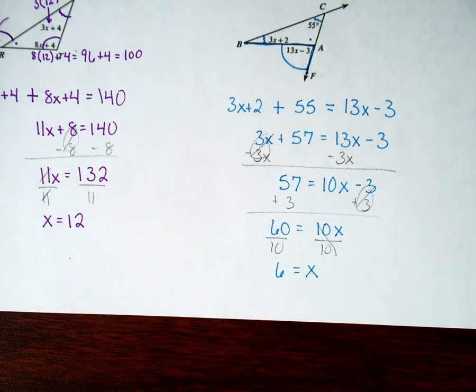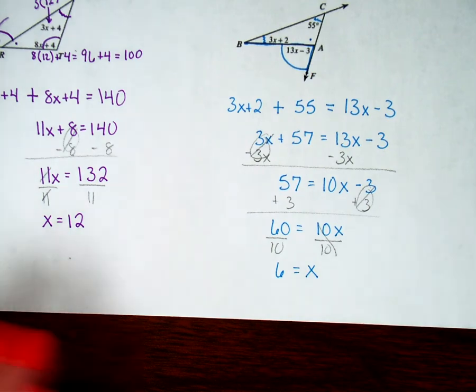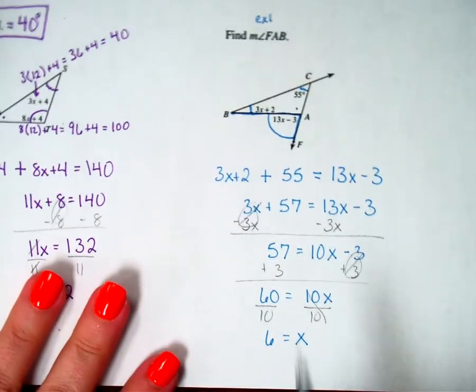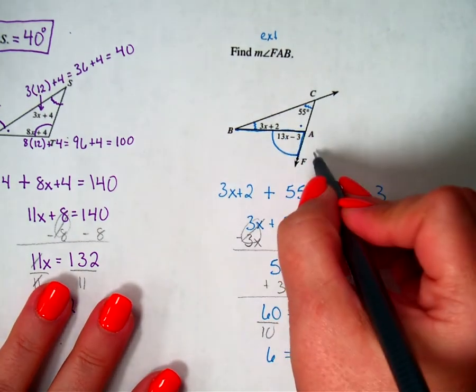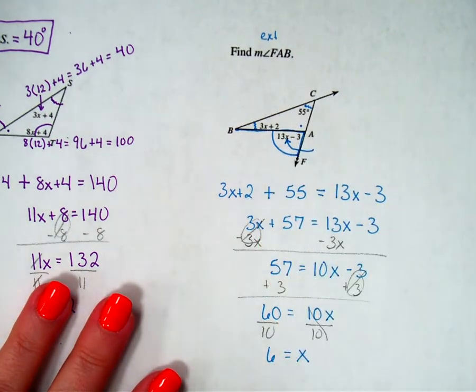So again, if I was doing a proof at this point, I might have to use my symmetric property to flip that around if I was trying to prove that x equals 6. But that is not what I'm even trying to solve for, right? I'm trying to figure out how big is this exterior angle. So I need to plug my x in there.